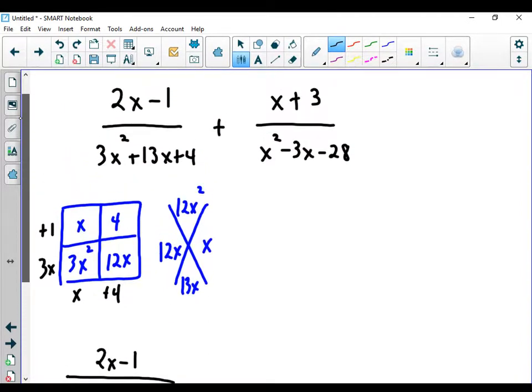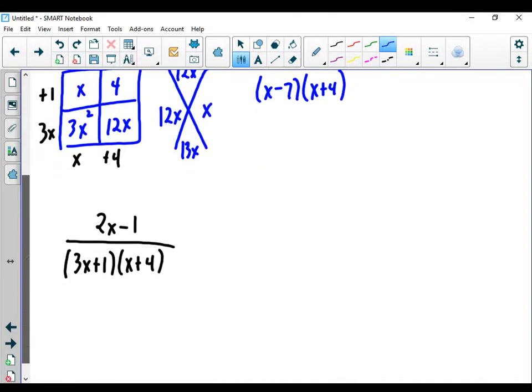All right. Now we're going to move on to the second fraction. Same deal though, we're going to check the denominator and see if we can factor it. Well, I'd be trying to multiply to get negative 28, add to get negative 3. Well, I can do that as well because I can do x minus 7 and x plus 4.